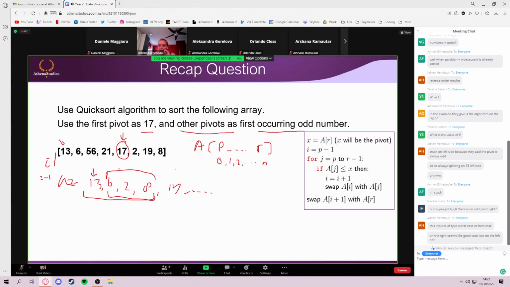Question: this input is of type worst case or best case. On the right, it seems like a good case, but on the left, not. Well, it's sort of in the middle, right? I don't know how you've split it so far, but it's not exactly in the middle, but it's also not exactly a sorted array either, right? Wait, I can write it down, see what we end up with.